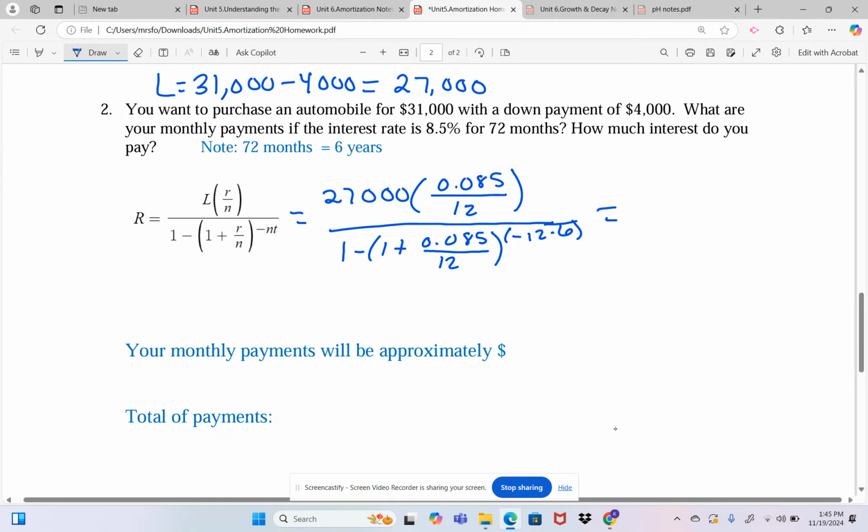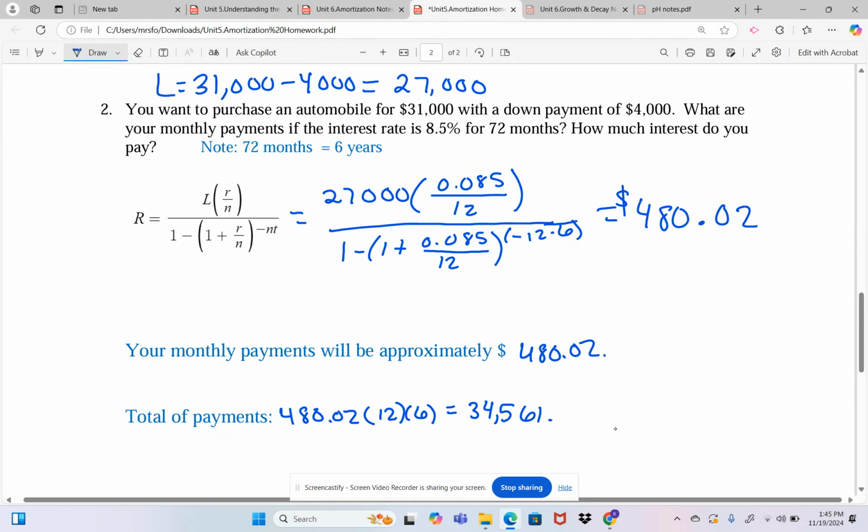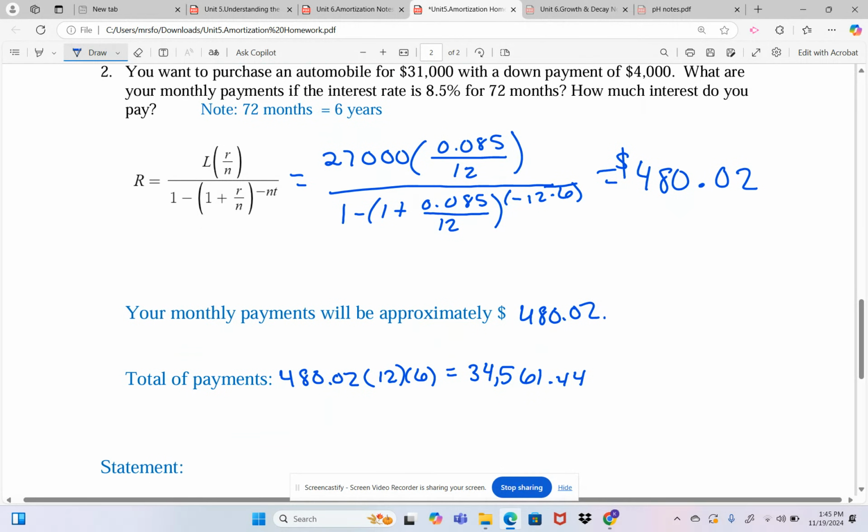So when we do that math, we get the payment is $480.02. That'll be the monthly payment. So now, what's the total of all of our payments? We would say $480.02 times 12 months for 6 years. And when we do that, we get $34,561.44.